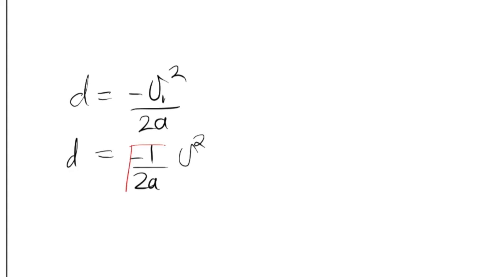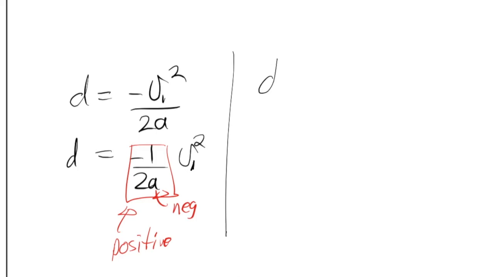Now, because the acceleration is also negative, this whole fraction actually turns out to be positive. So what this means is that we can actually look at this equation as a proportionality. So I'm going to get rid of the equals, and I'm going to get rid of this negative 1 over 2A, because that basically behaves like a constant. So what that means is that our D is proportional to our V1 squared.